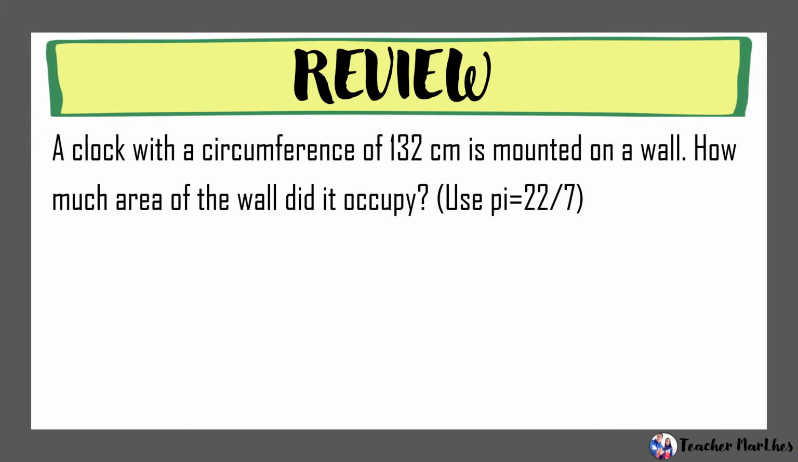So a clock with the circumference of 132 cm is mounted on a wall. How much area of the wall did it occupy? So use pi, 22/7. So 22/7 is the value of pi in fraction form. So how can we find the area of the circle if the value of radius was not given? So based from the problem, the given is the circumference of the circle. Can we solve it?